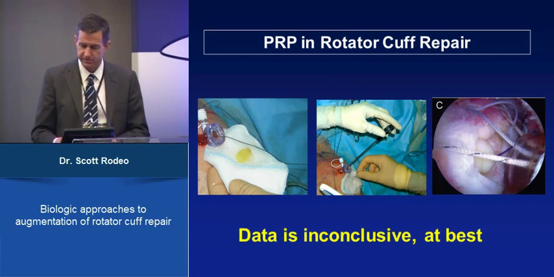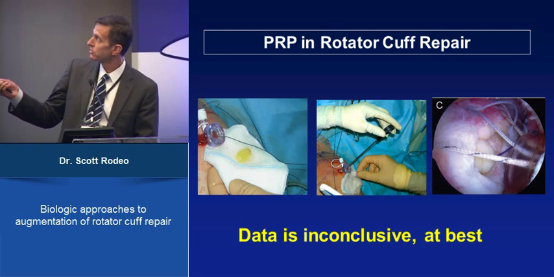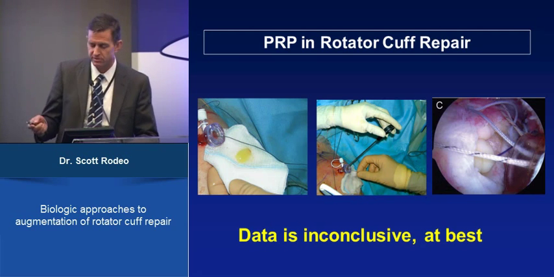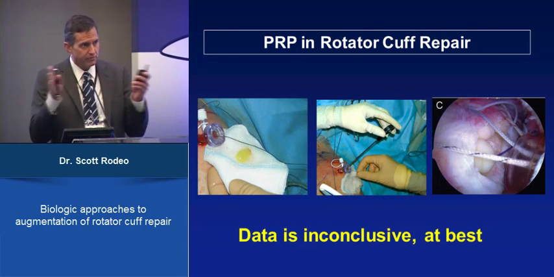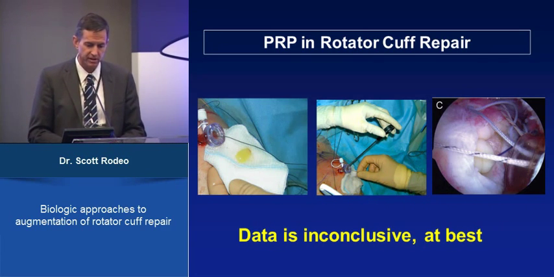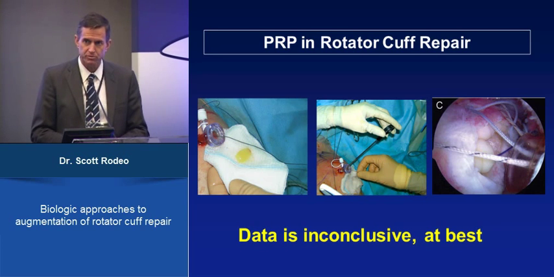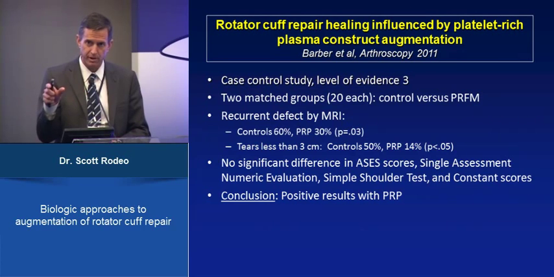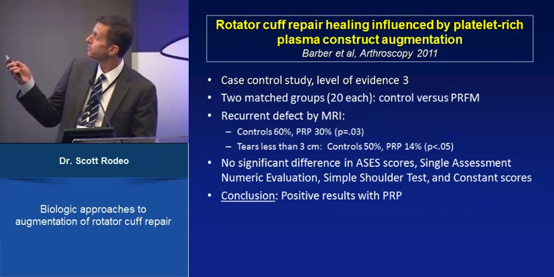There's some pictures of using a platelet-rich fibrin matrix applied at the tendon bone attachment site. The data right now, if you look at all the literature, is inconclusive at best. I'll show you some representative studies. Alan Barber in Texas, this is a case control study, 2 match groups of patients, 20 patients each, either standard repair versus repair plus a platelet-rich fibrin matrix, so-called PRFM.